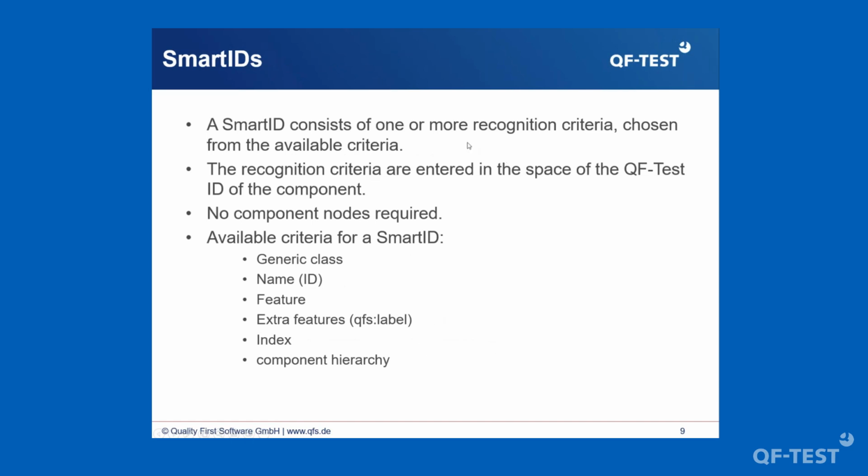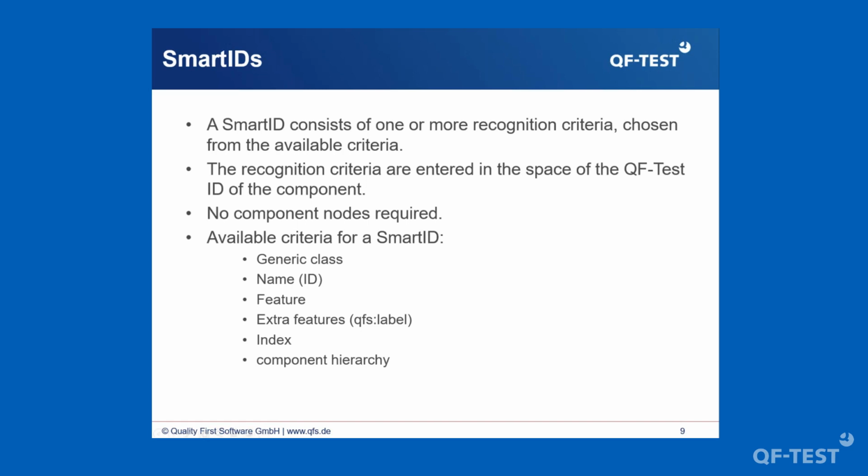Right, so with a SmartID, you can type a hash in the place where you would write the QF-Test ID of the component. And then QF-Test knows that the text that then comes is a criteria for component recognition that it should use directly without referring to any component node.